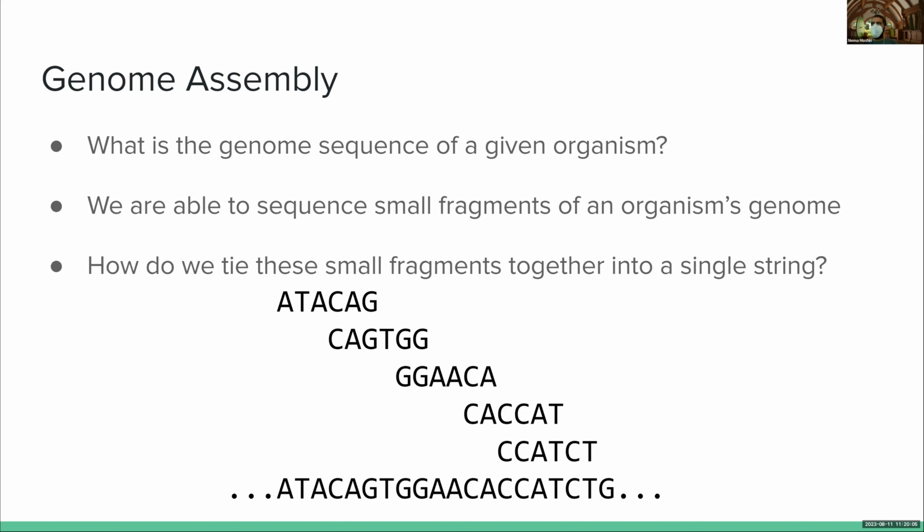And what I want to do is be able to tie these short fragments together to then reconstruct the long contiguous genome that they all came from. So the computational problem here is, if you gave me a list of reads, a list of these short strings, what is the shortest superstring of these reads? What is the shortest string that contains all of them as a substring?